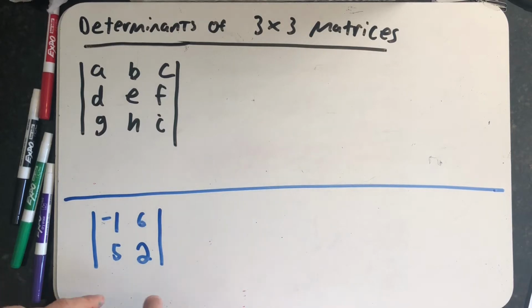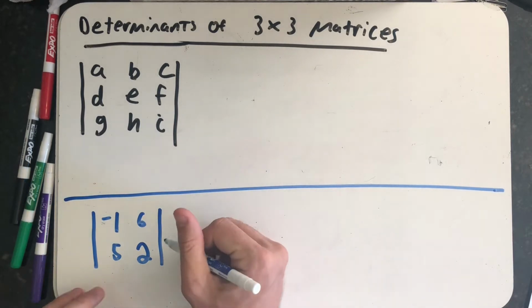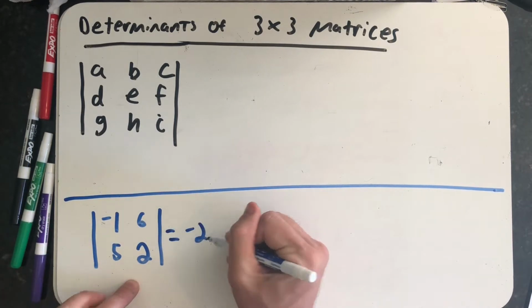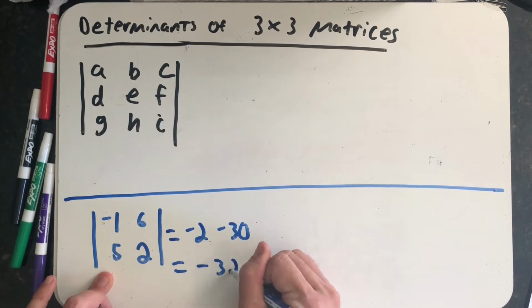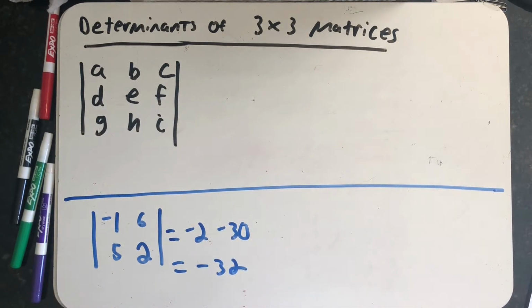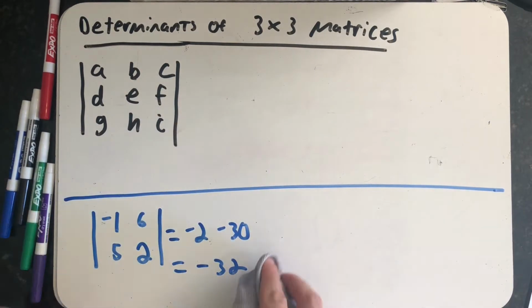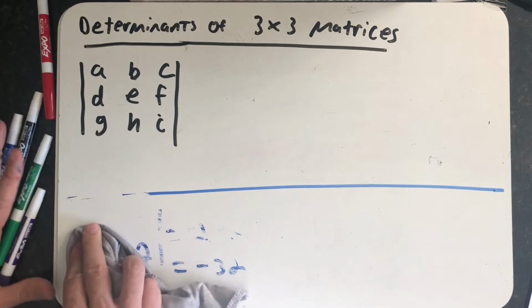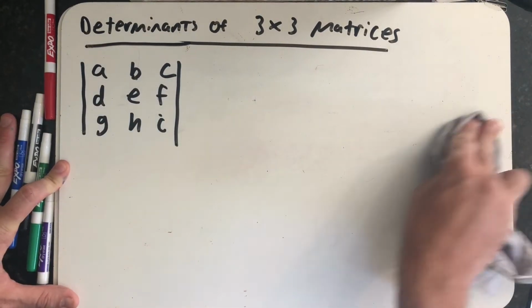In our last video, we learned how to take the determinant of a 2 by 2 matrix. Minus 2, minus 30. This determinant is minus 32. In this video, I want to learn how to take the determinant of the 3 by 3 matrix. And what we're going to learn is called cofactor expansion.